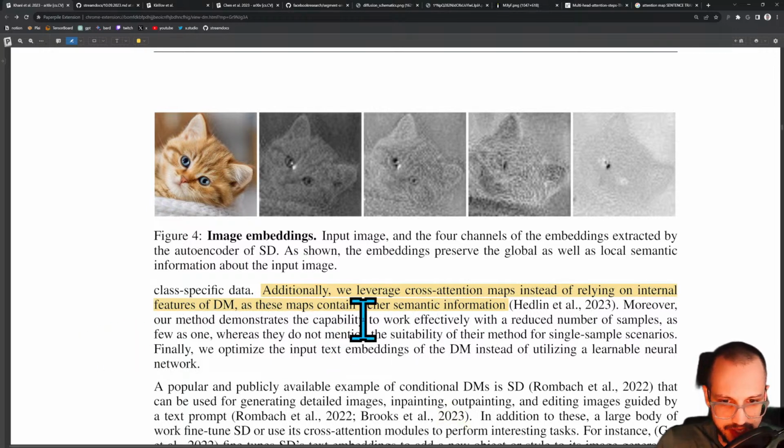Our method demonstrates the capability to work effectively with a reduced number of samples, as few as one, whereas they do not mention this ability.